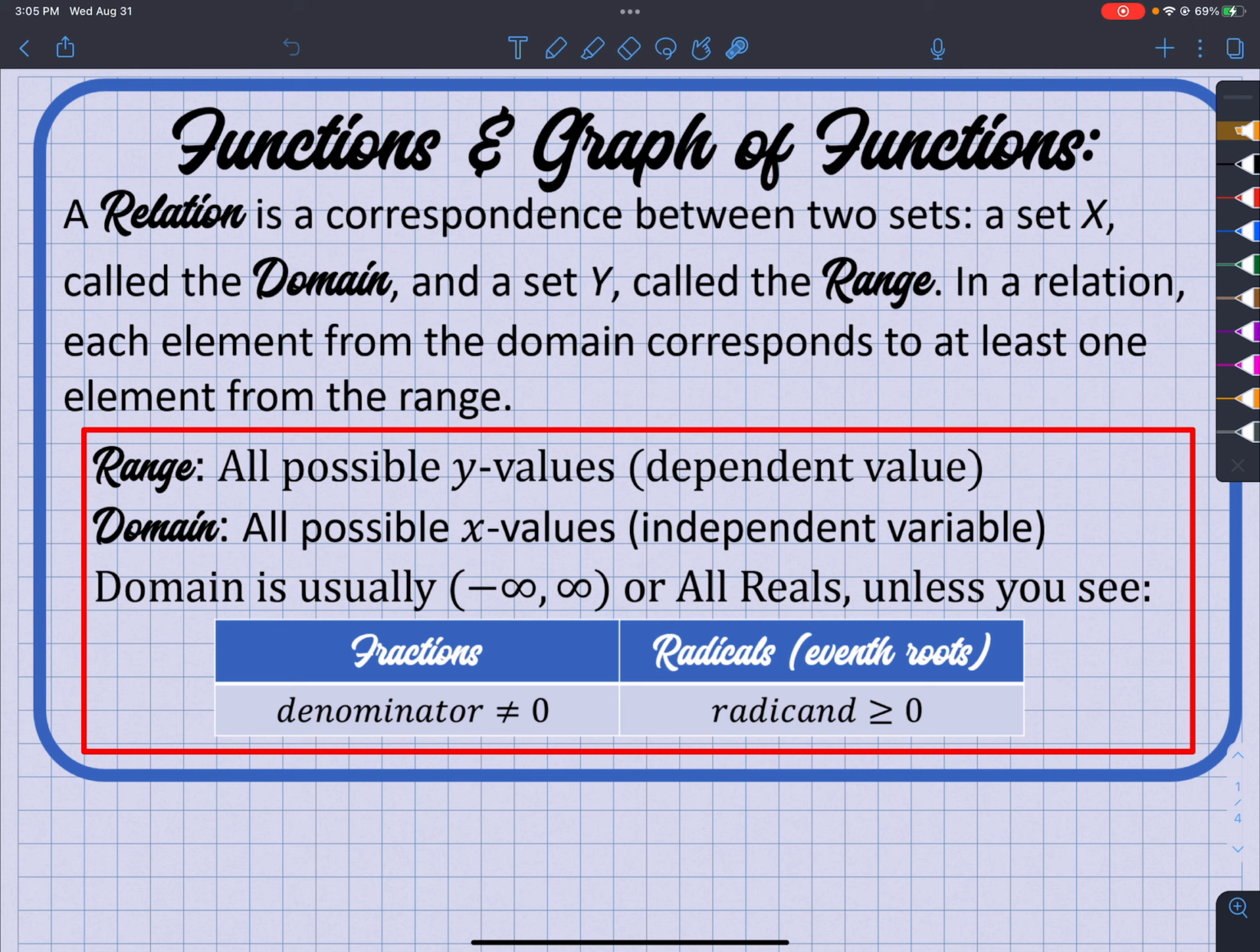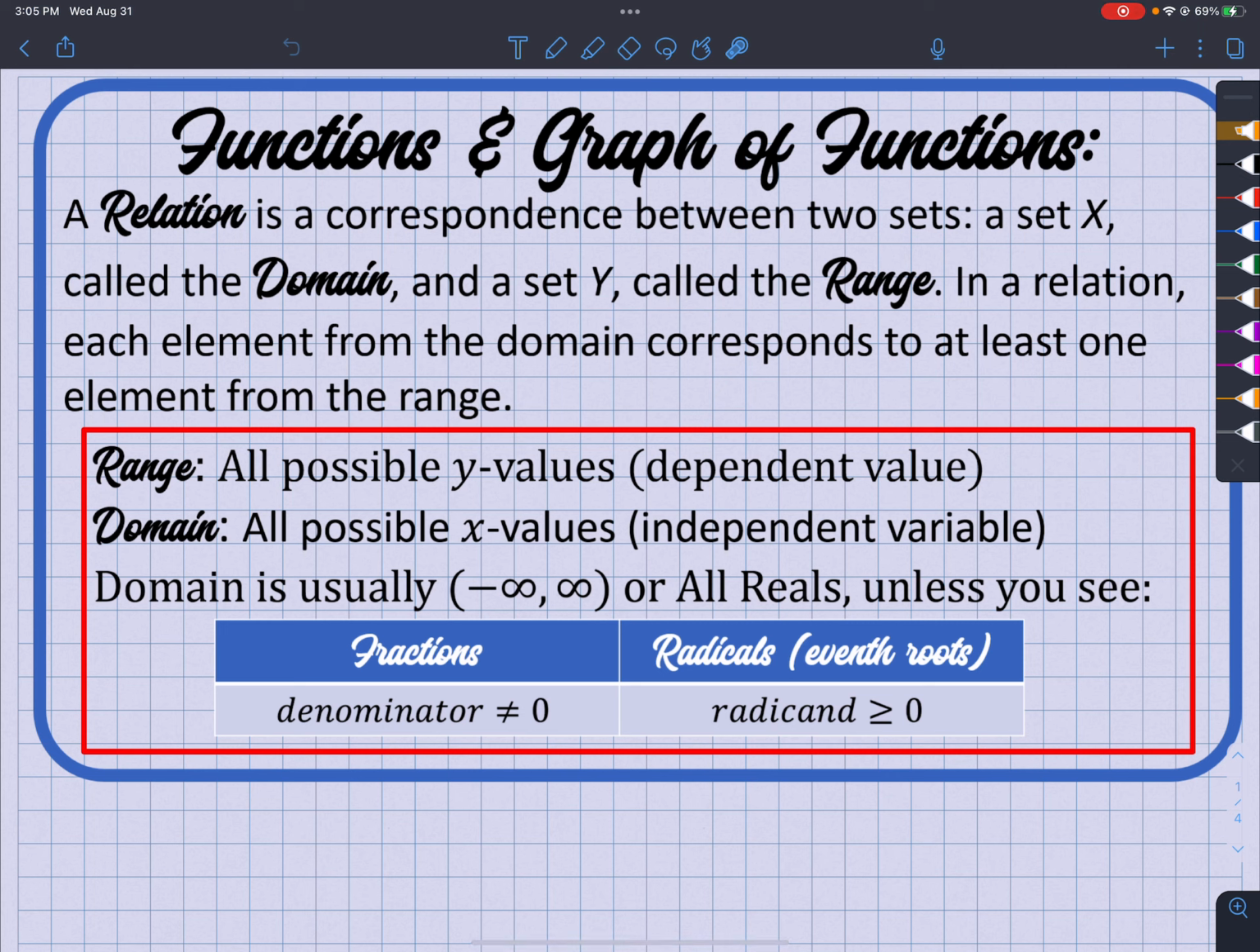if each domain has its own range. Each input has its own output. So range is all the possible y values, which is also known as the dependent variable, while the domain is all the possible x values, which is known as the independent variable.